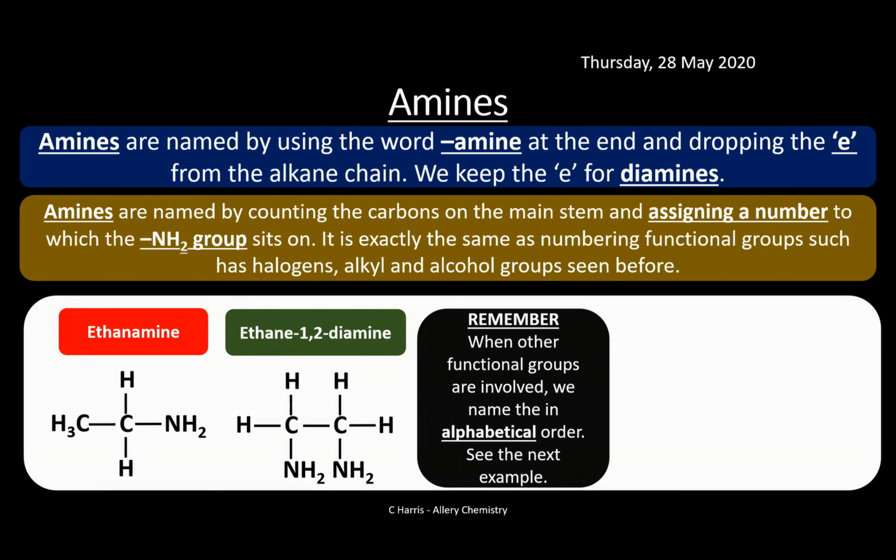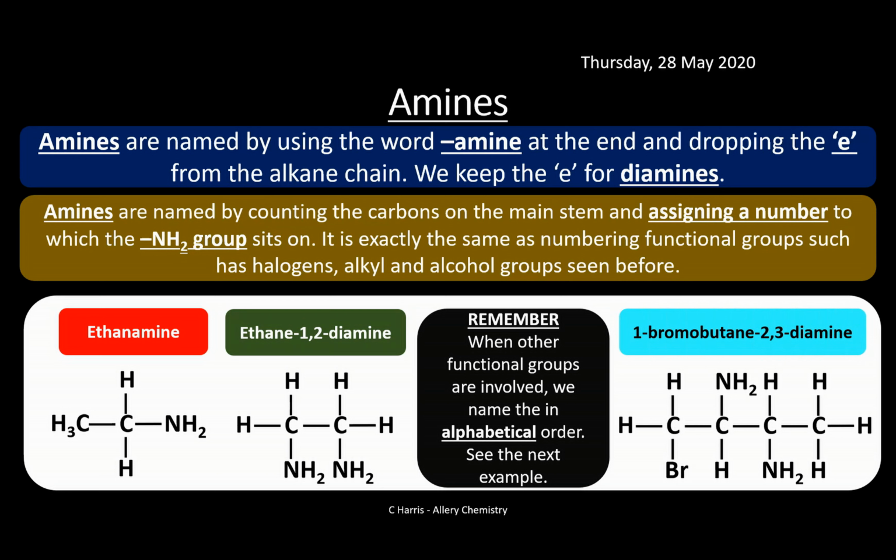Now, when we have other functional groups involved, remember we have to name them alphabetically. So we name them in alphabetical order. So let's have a look. Here we've chucked in a bromine just for good measure. Now, bromine, so this is dibromobutane. So 1-bromobutane and then 2,3-diamine. Because that's D, the B comes before the D, so we must label that as bromo first. So 1-bromobutane-2,3-diamine. Okay, just to show you as an example there.